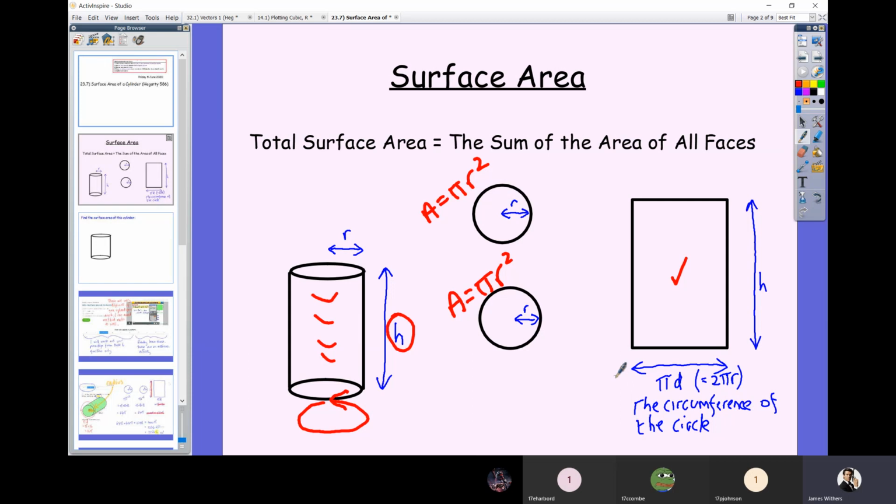So this is the key bit over here, guys. The base of the rectangle is going to be the circumference of the circle. And if you remember, the circumference of a circle is pi times the diameter. Okay, so when we're going to be working out the area of each of these rectangles, we're going to have to do base, which is pi times diameter, multiplied by the height, which is h. So let's just go and model one of these.